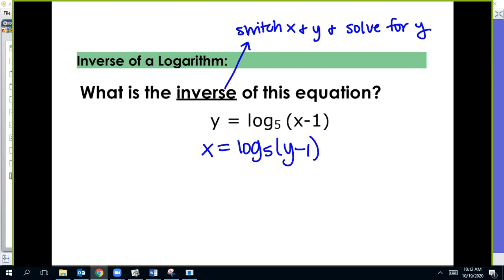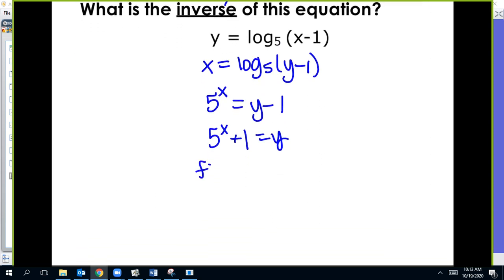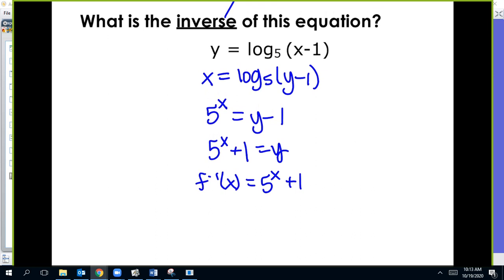Well, the only way I know right now how to get that y out of the log is to convert to an exponential. So we'll rewrite this as 5 to the x equals y minus 1. Remember, the base of the log is the base of the exponent. The answer to the log is the exponent, and what was inside the log is on the other side of the equal sign. That's very simple to solve for y now. We'll just add the 1, and then our final answer can be inverse of function is f to the x plus 1.